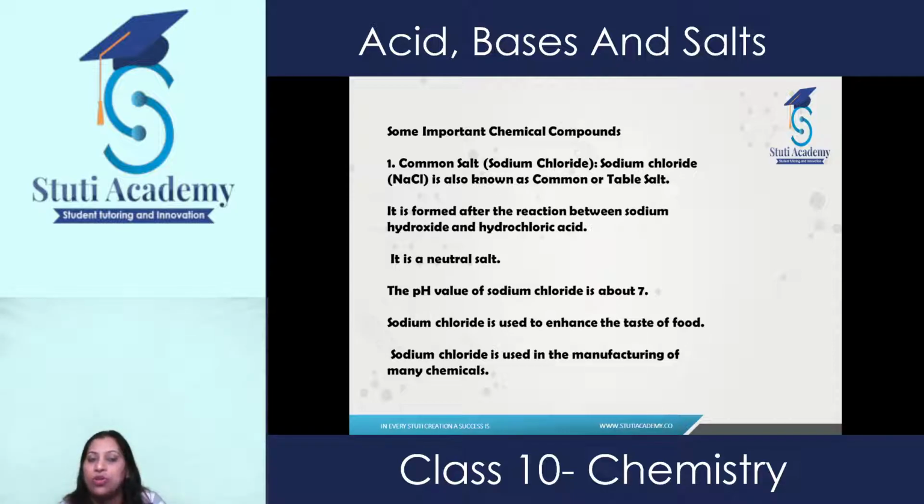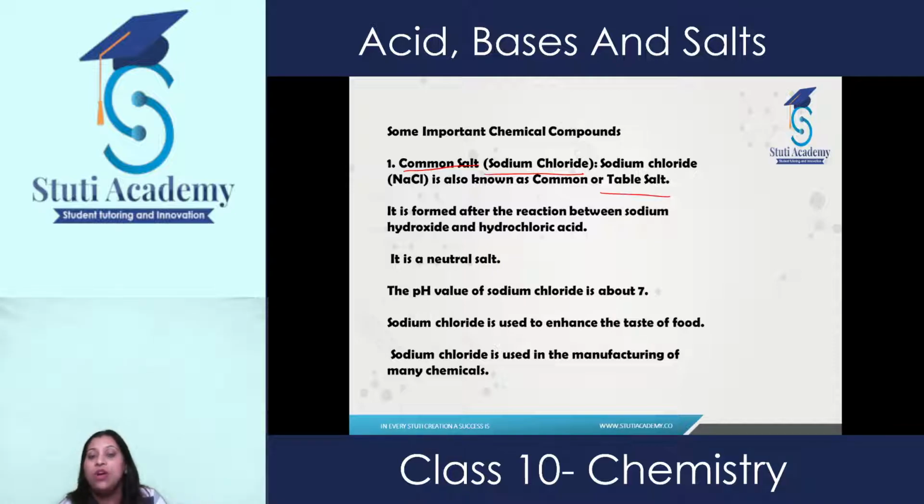And the first salt in this category is common salt, which is also known as sodium chloride. Common salt, or we also call it table salt, because we use this salt in our daily life in our kitchen, where it enhances the taste of food.